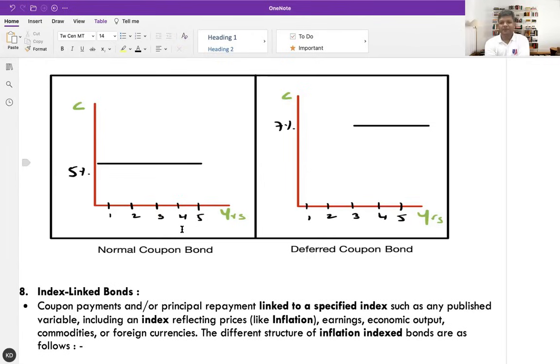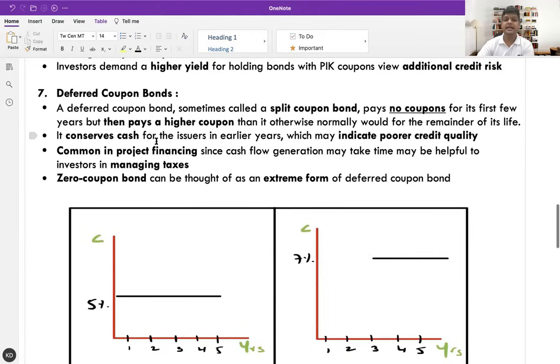There's no payment for the first 3 years. Yes. For the first 2 or 3 years, there is no payment, and then there is a payment, but higher than the typical bond. The coupon is higher than a typical bond. Are you getting it? Correct? Yes. So these types of bonds are mostly issued by project financing companies, where they may not have cash flows in the initial years, but they are ready to compensate you by paying more cash flows in the later years. Clear?